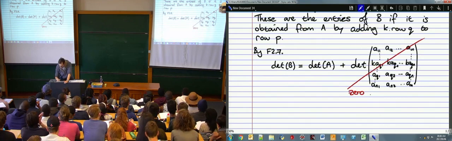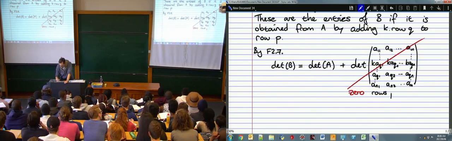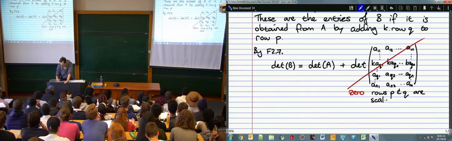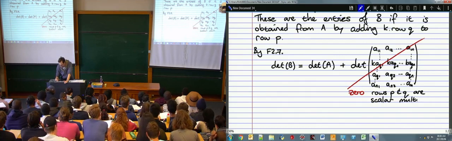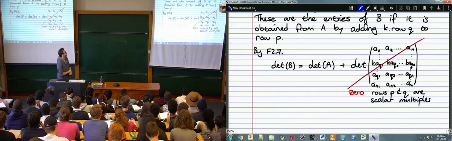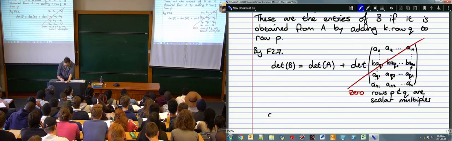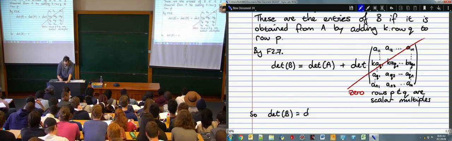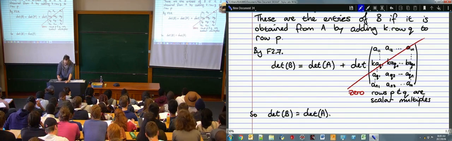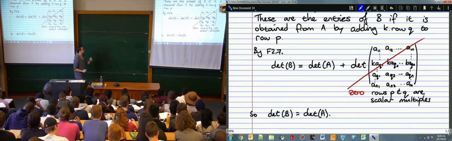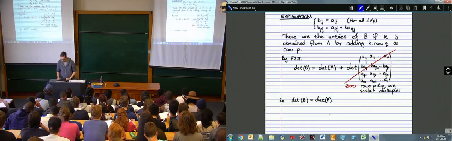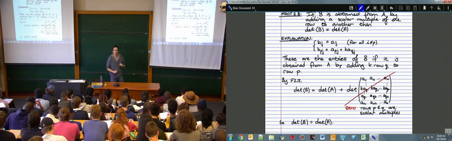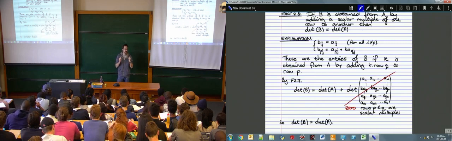Why is it equal to 0? Rows P and Q are scalar multiples. So that just tells us that the determinant of B is the same thing as the determinant of A. Is everyone happy with this?